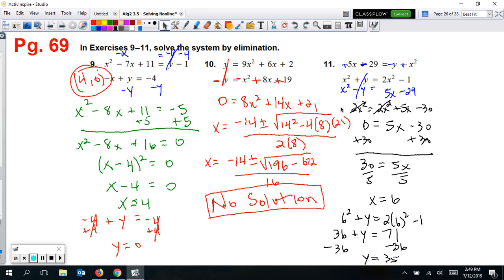So there is our ordered pair now. X is 6, y is 35. That's the ordered pair solution. So you can go and put that on the top up here. That's our intersecting point, our point of intersection for both of these parabolas.